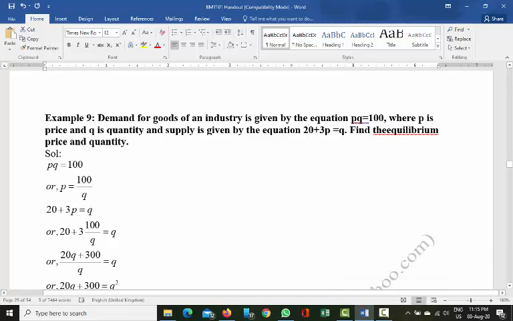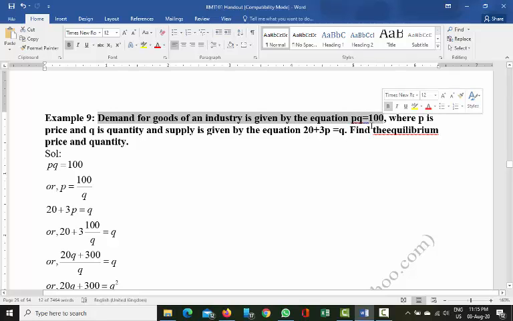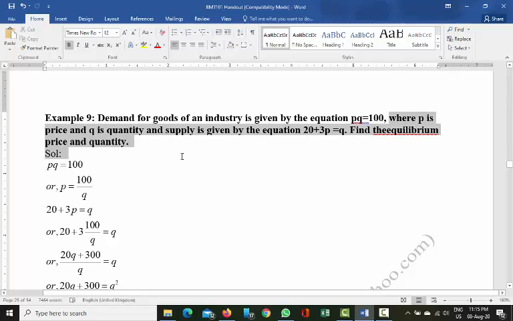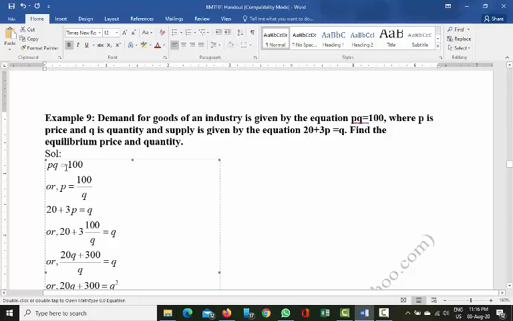So now let us solve question number 9. Demand for goods of an industry is given by the equation PQ is equal to 100. This is the demand equation where P is price and Q is quantity, and supply is given by the equation 20 plus 3P is equal to Q. The question is asking to find the equilibrium price and quantity, right? So here in the first equation we have PQ is equal to 100, so P is equal to 100 divided by Q.